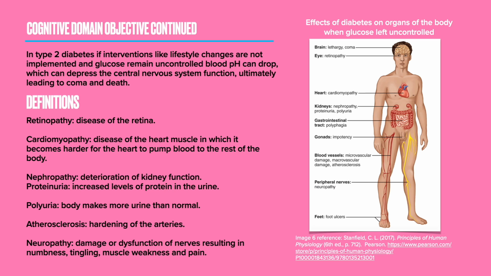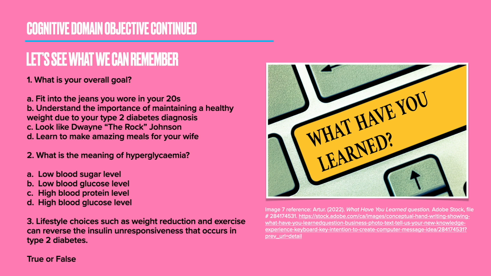So your eyes, and specifically your retina, can be affected, your heart can be affected, your kidneys can be affected, and your arteries and nerves can be affected. Okay, John, now I'm going to ask you to complete this short and easy quiz.